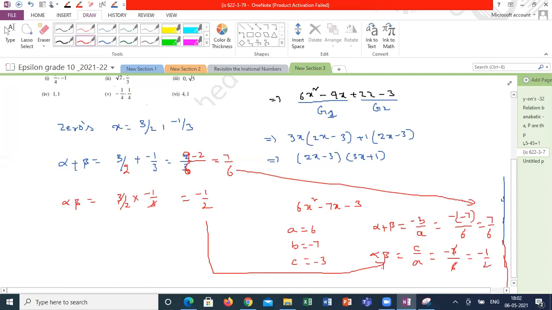So hence the sum and product of the roots is verified by calculating zeros and by using the relation between coefficients of the polynomial and zeros of the polynomial. Clear guys? Shall I move to the next one? Yes, sir.